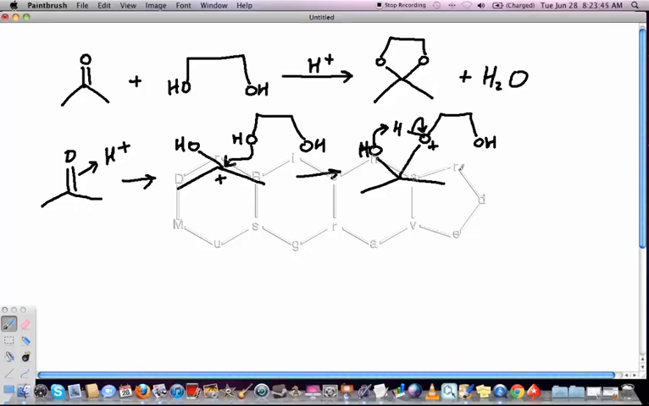to this O. And again, look at the pattern of the arrows that I'm using. The O is forming a bond with this H, and then this bond is breaking, and all of that happens simultaneously. Right, that leaves us with the positive charge on this oxygen now.